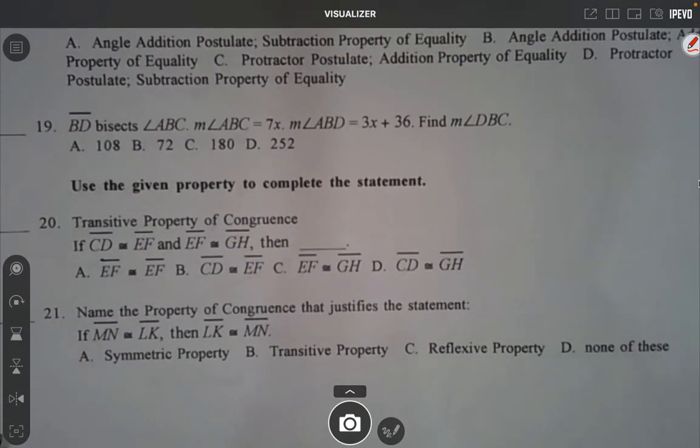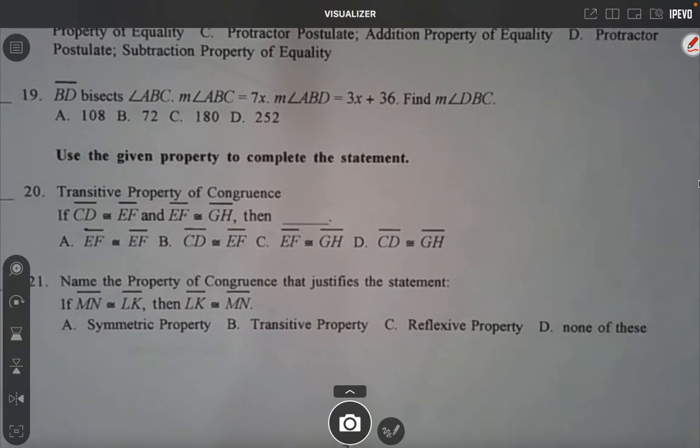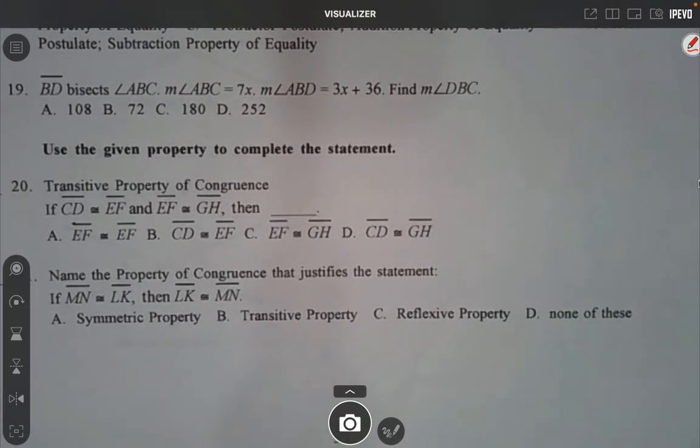All right, number 19. So you have that BD bisects this angle. Might be a good idea to draw this. So I've got angle ABC. And if BD bisects it, what does that mean? Cuts it into two equal parts, splits it in half. So if this one was 3x plus 36, what's the other one? 3x plus 36. Okay. What's the whole thing? What does it tell me that whole thing is? 7x. The whole ABC is 7x.